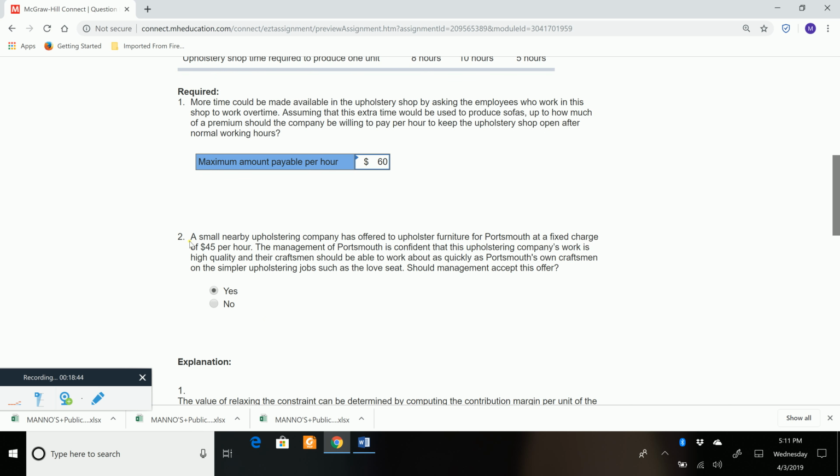Now, how about number 2? A small nearby upholstering company has offered to upholster furniture for Portsmouth at a fixed charge of $45 per hour. The management of Portsmouth is confident that this upholstering company's work is high quality, and their craftsmen should be able to work about as quickly as Portsmouth's own craftsmen on the simpler upholstering jobs, such as the love seat. Should management accept this offer?